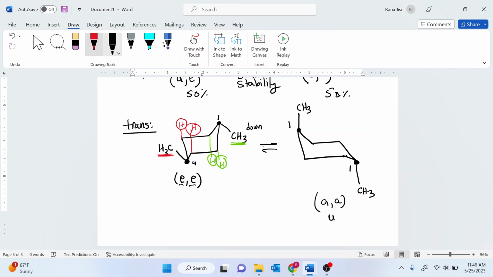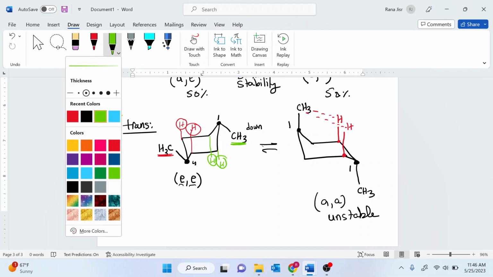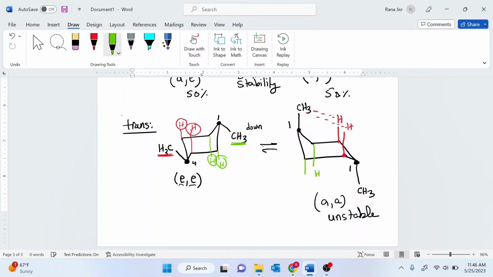This is extremely unstable. Unstable because what? Because I do have the 1,3 diaxial interactions in there. So the CH3 that is up is going to interact with the axial hydrogens that are up. So I'm going to end up having the 1,3 diaxial interactions in the plane that is up. And then for the CH3 that is down, I'm going to end up having that CH3 interacting with the axial hydrogens that are down. So I'm going to end up having 4 times 1,3 diaxial interactions between the hydrogen and the CH3.